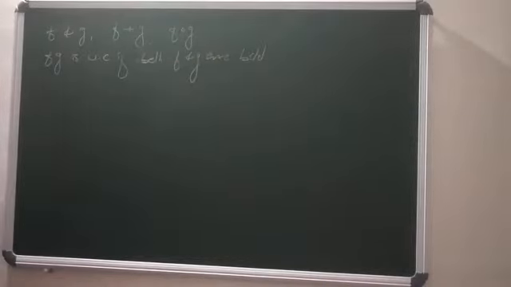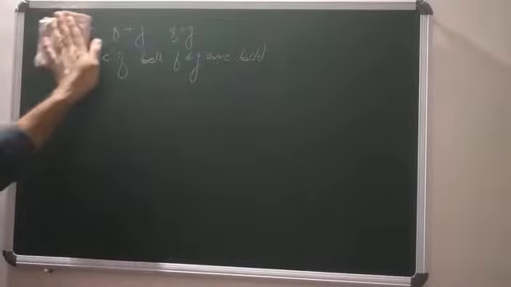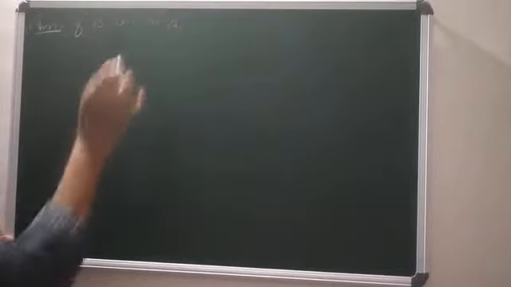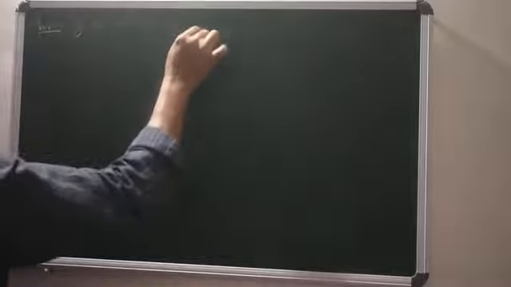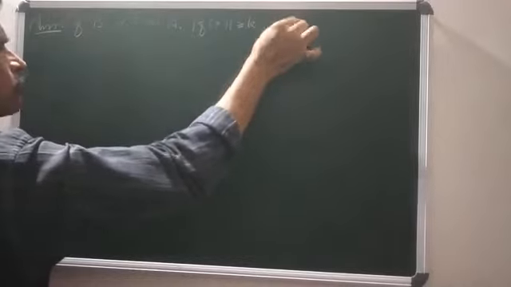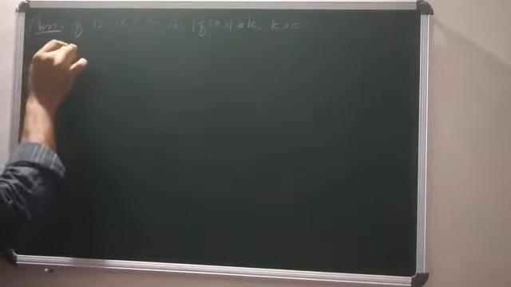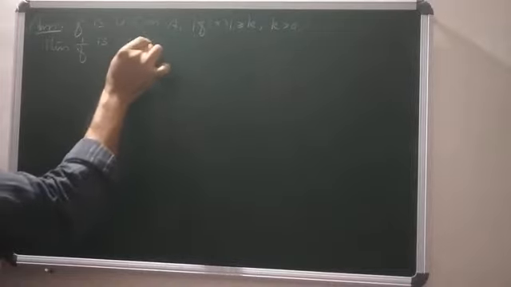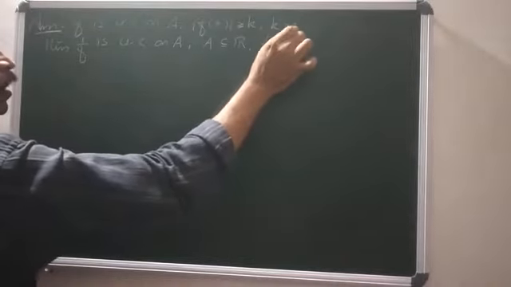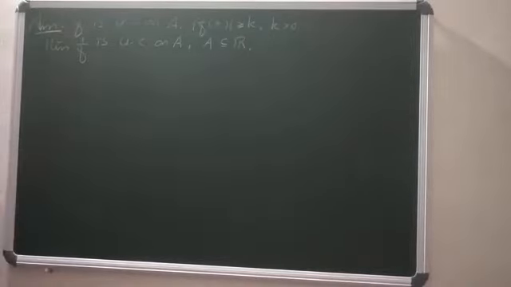So, now in this class, let us discuss the uniform continuity of the reciprocal of a function. That is, when f is uniformly continuous on A, and modulus of f of x is greater than or equal to some k, where k is greater than 0, then 1 by f is uniformly continuous on A, where A is a subset of R and f is a function defined from A to R.